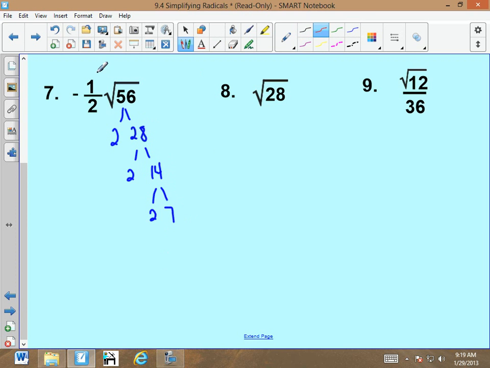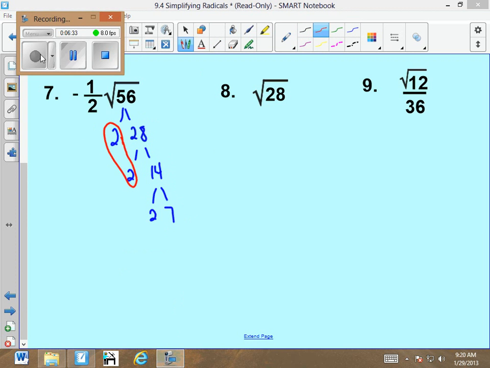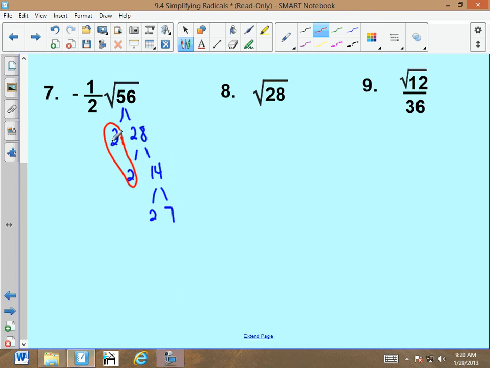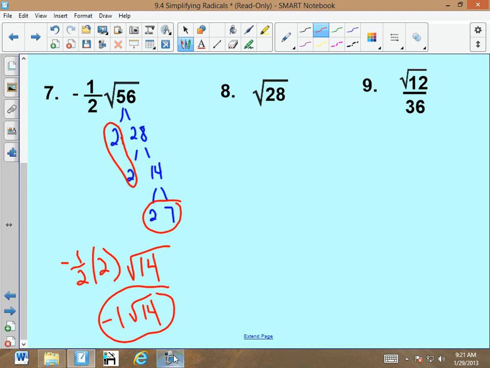That's what I want. So, okay, so I have a pair of 2's. Those 2's are going to move out. Now, what's already outside of the house? The negative 1/2. And I have 1, 2 times 1, 2, because it came out. What stays inside? 2 times 7. What's 2 times 7? So I have the square root of 14 right there. Okay? Now, negative 1/2 times 2. What's negative 1/2 times 2? Negative 1 square root of 14 is your answer. Okay?